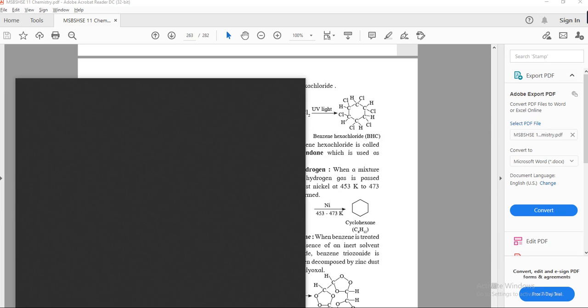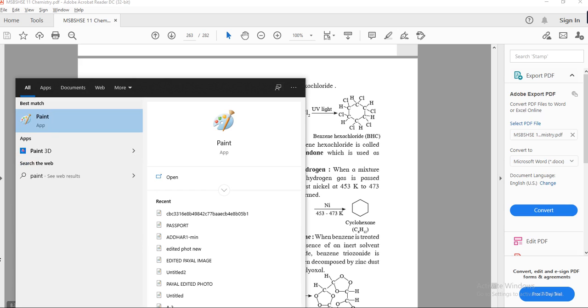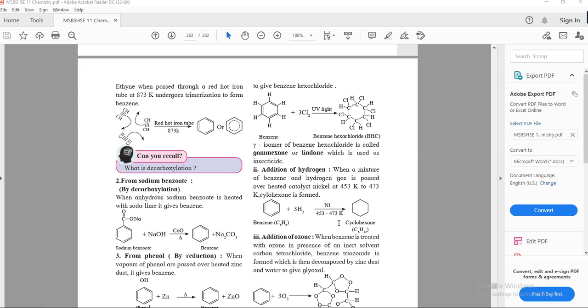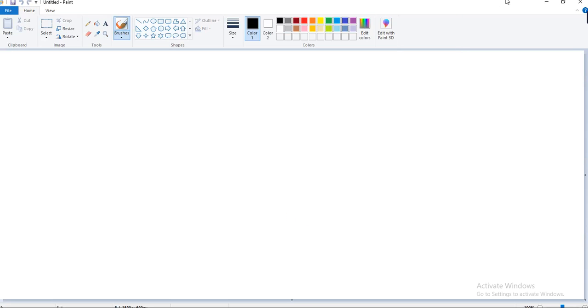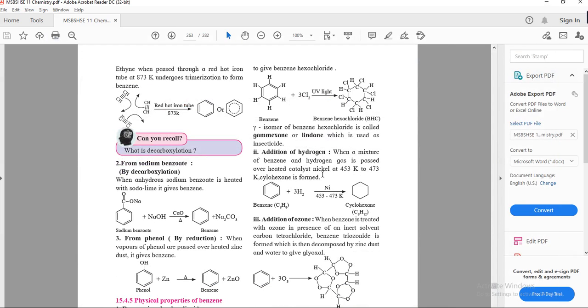So the next reaction is addition of hydrogen atom. The reaction is similar to the addition of chlorine. In this reaction, the hydrogen atom is added to every carbon, and the aromaticity of the benzene ring is lost, and the molecular formula will change from C6H6 to C6H12.